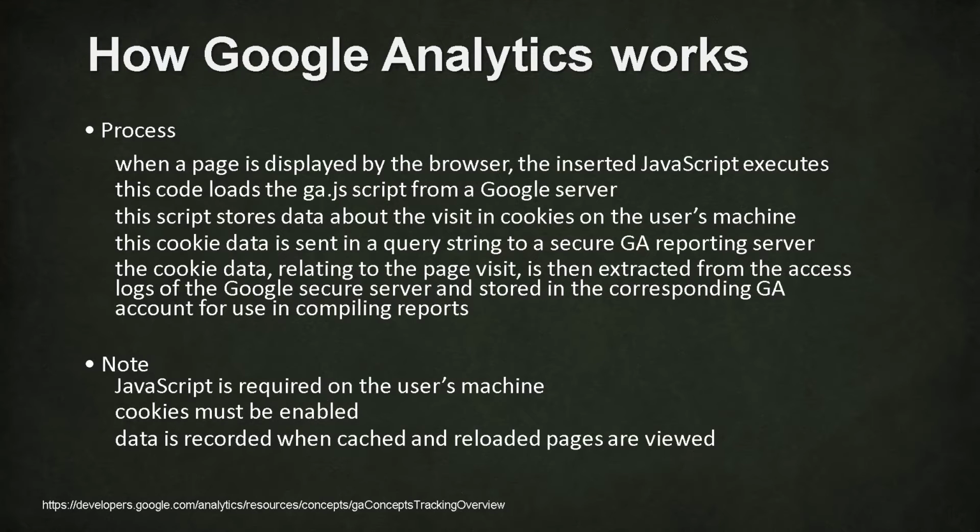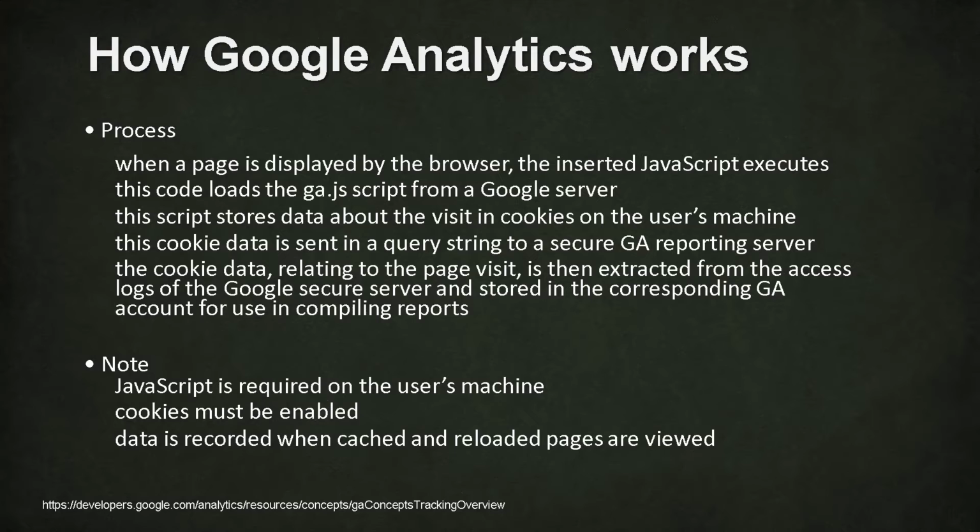How Google Analytics works. When a page is displayed by the browser, the inserted JavaScript executes this code and loads the ga.js script from a Google server. This script stores data about the visit in cookies on the user's machine. A cookie is a temporary storage of all activities in the browser.